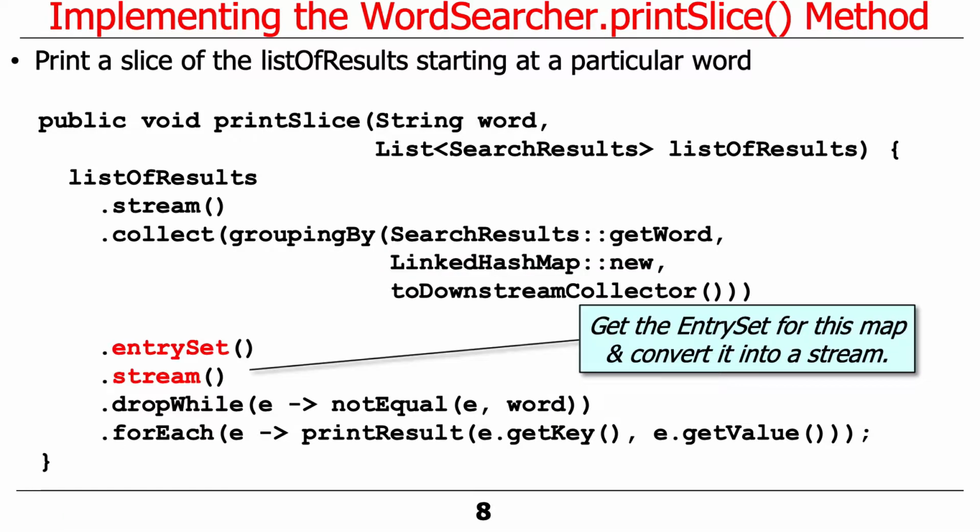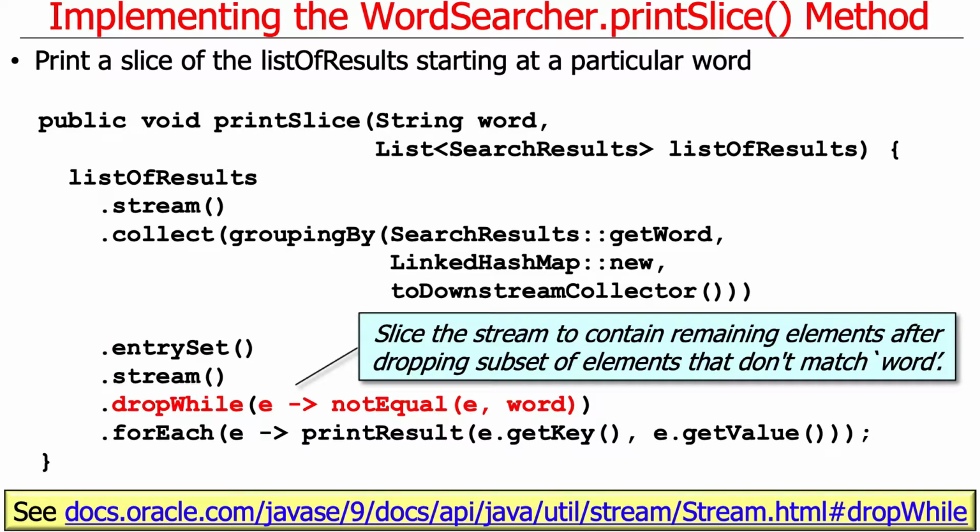We then take the linked hash map that comes back from collect. We get a list of the entries in it, which are the key value pairs that correspond to the entries of the map. We turn that into a stream. And then, as we talked about before, this is where things get interesting. So now we have the dropWhile method here. And that's going to basically slice the stream to contain the elements after dropping the subset of words that don't match the word parameter. So the word parameter passed in here.